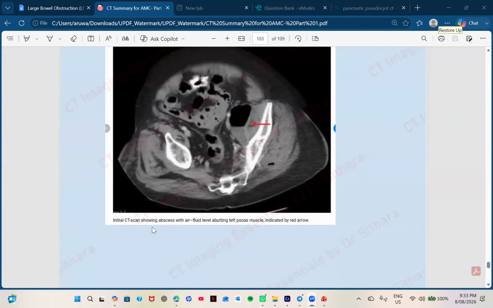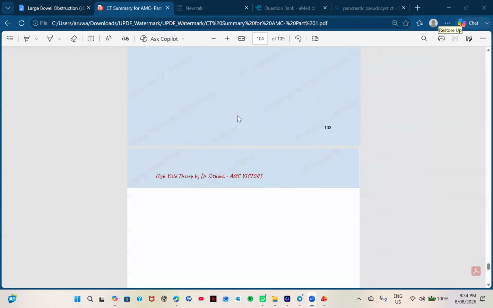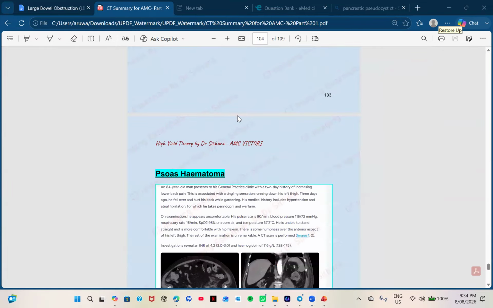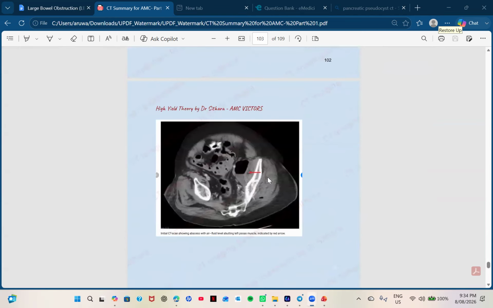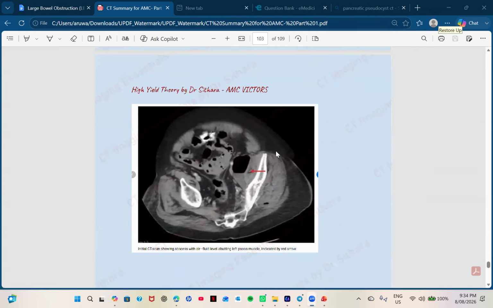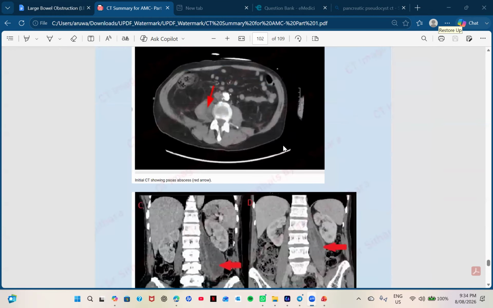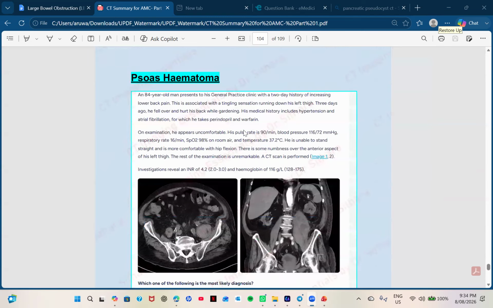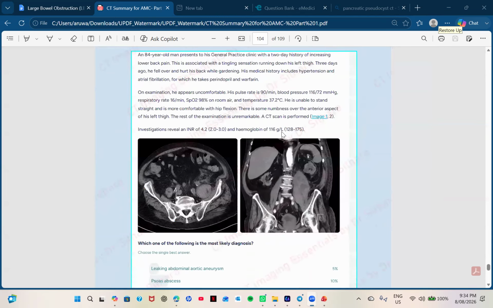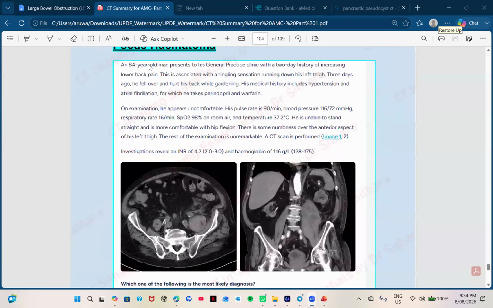Here, the initial CT shows the abscess with an air fluid level in the left psoas muscle. Here is the left psoas muscle. And you can see the area with the air fluid level as well in this abscess. Okay, if you want, you can take a screenshot of this one and this one. Psoas abscess is very important. Then psoas hematoma is also given in e-medicine, so that's what I want to attach.